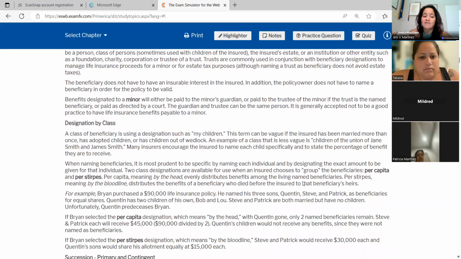Designation by class. A class of beneficiaries using a designation such as my children. The term can be vague if the insured has been married more than once, has adopted children, or has children out of wedlock.